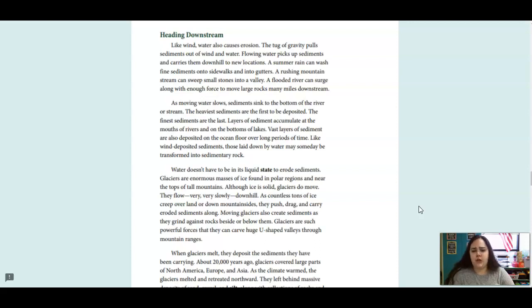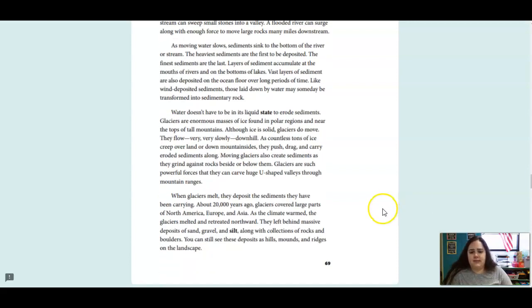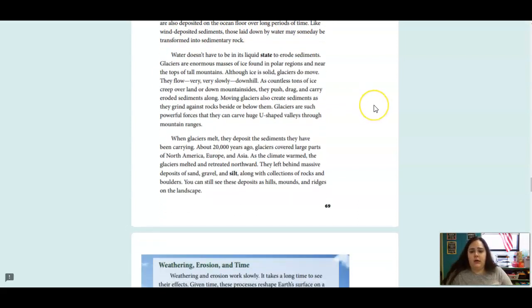As moving water slows, sediments sink to the bottom of the river or stream. The heaviest sediments are the first to be deposited. The finest sediments are the last. Layers of sediment accumulate at the mouths of rivers and on the bottoms of lakes. Vast layers of sediment are also deposited on the ocean floor over long periods of time. Like wind-deposited sediments, those laid down by water may someday be transformed into sedimentary rock.